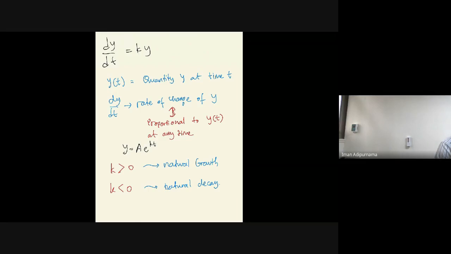This A is a constant. Usually, it's the initial population or initial size. It can be written A or C. Maybe in the engineering math course you will learn next year, I think it will be C, but it's the same thing.